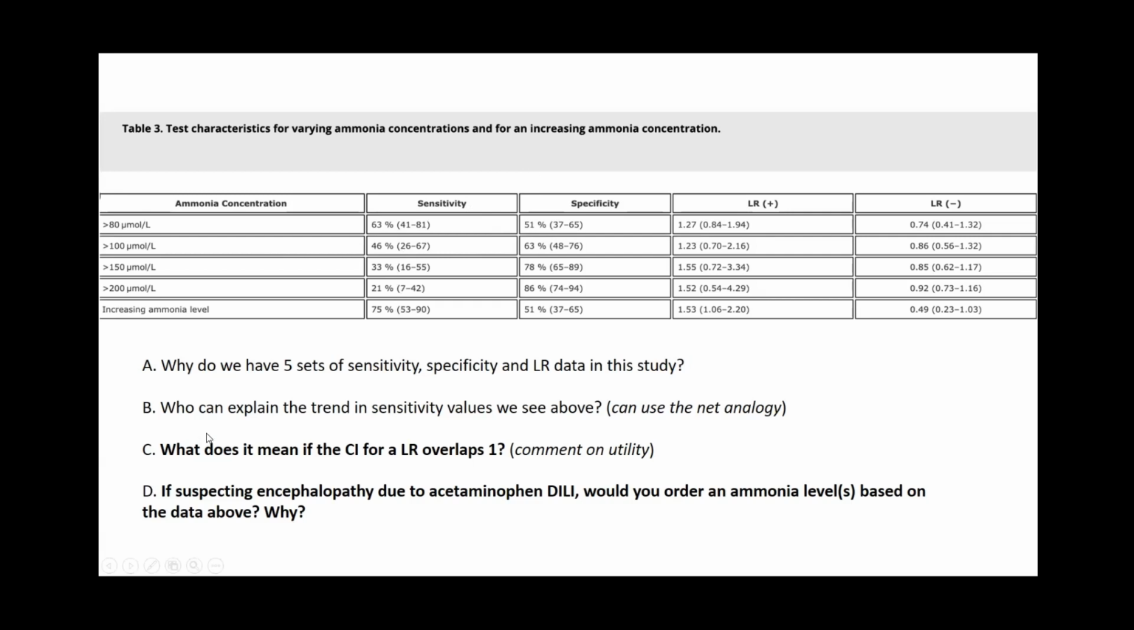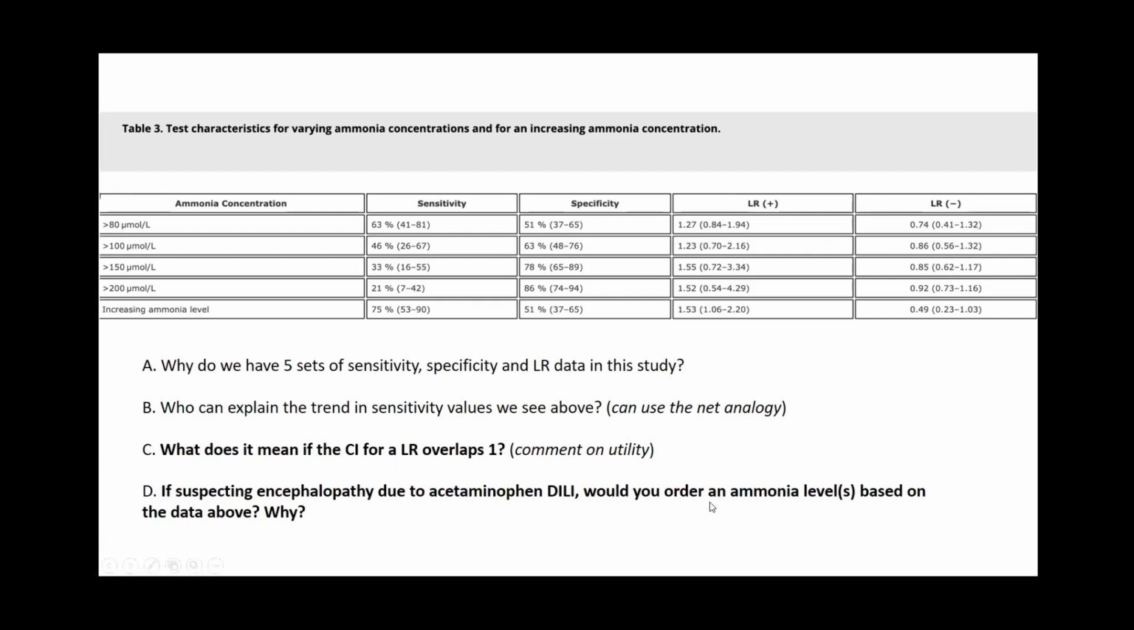More importantly for this talk, going off to the right side of the table and looking at the likelihood ratios, and remembering what we talked about, what does it mean if the confidence interval for a likelihood ratio overlaps 1? I'm going to ask, does anyone want to answer? I think it's not significant.